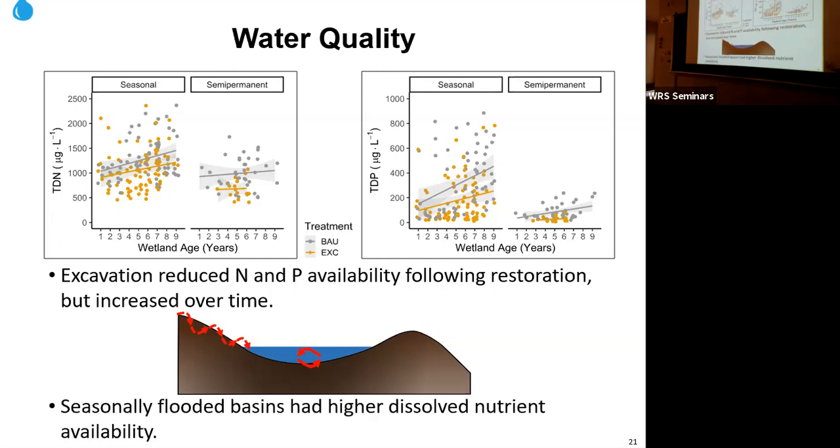We also saw that seasonally flooded basins tend to have higher dissolved nutrient content. This could be because seasonal basins are sort of like the first line of defense against nutrient pollution, right? They're usually higher in the watershed, so they're usually receiving more of these nutrients and processing them before the nutrients make their way down into other bodies of water through near surface groundwater flow. It's just a hypothesis, throwing it out there.